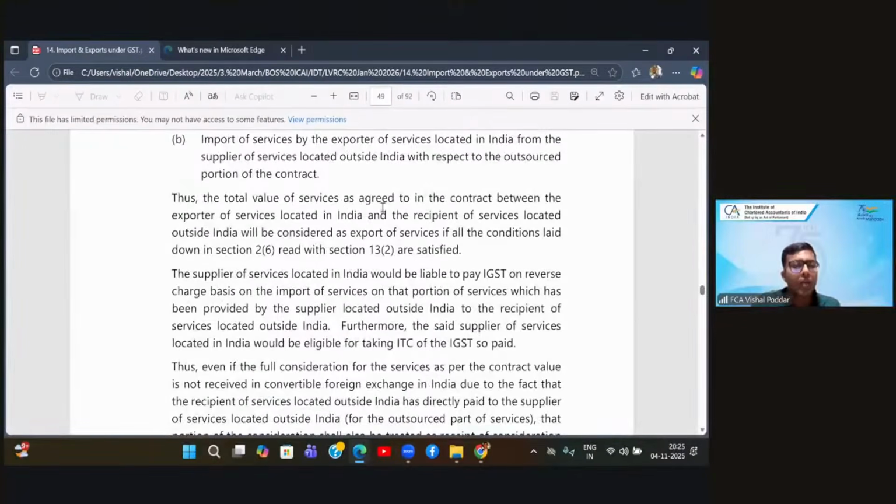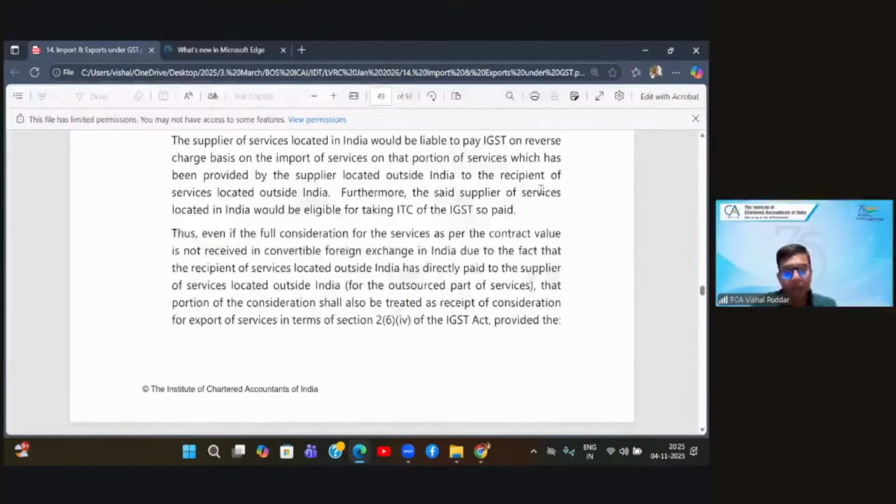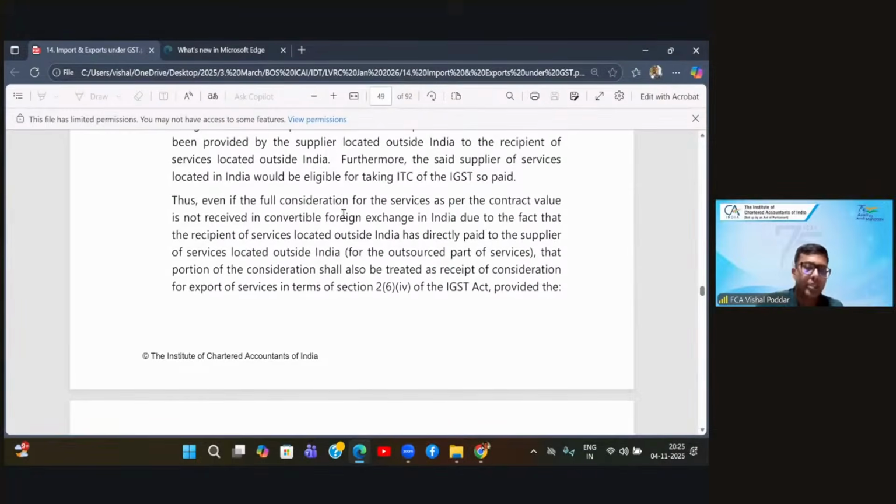Now, the total value of service as agreed to in the contract between the exporter and the recipient outside will be considered as export, correct? The supplier of service located in India would be liable to pay IGST on reverse charge on the import of service portion, correct? So whatever 4,000 the other person is going to charge me, that becomes import of service, for which I have to pay IGST under reverse charge. Further, the said supplier of service would be eligible for taking the ITC of this IGST paid under RC. Thus, even if full consideration for the service as per the contract value is not received in convertible foreign exchange. Now, this is the main crucial part, because for me, the challenge is getting refund of my export.